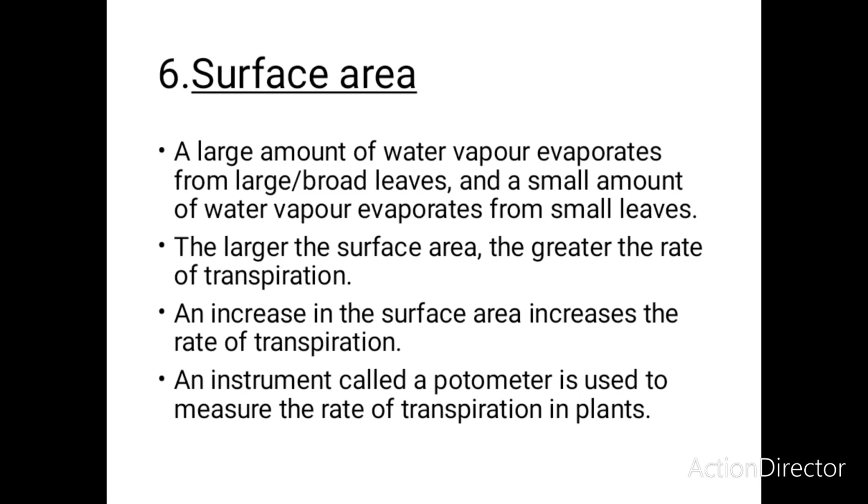A large amount of water vapor evaporates from large or broad leaves, and a small amount of water vapor evaporates from small leaves. This is because large or broad leaves have a large surface area, and the larger the surface area, the greater the rate of transpiration. So an increase in the surface area increases the rate of transpiration. As long as the leaves are large, the rate of transpiration will also increase. An instrument called a potometer is used to measure the rate of transpiration in plants.